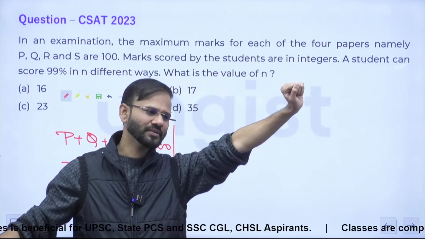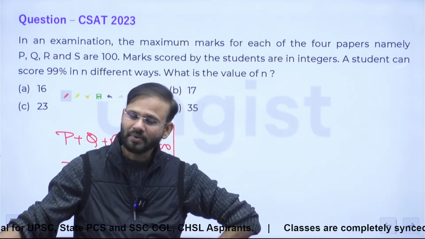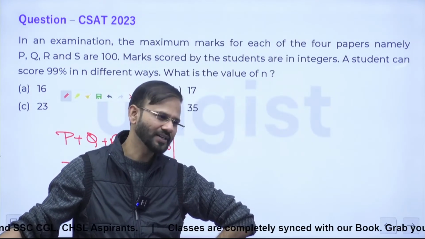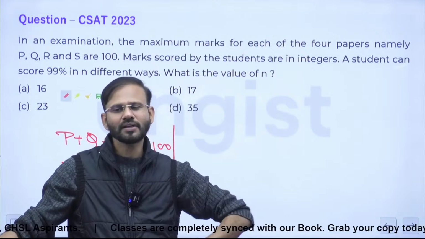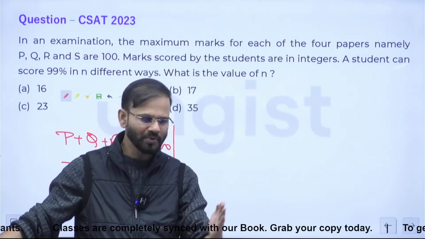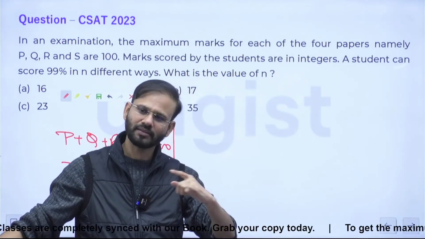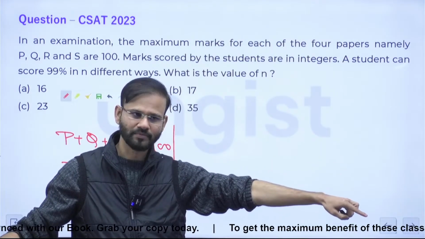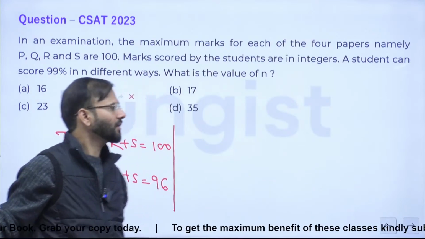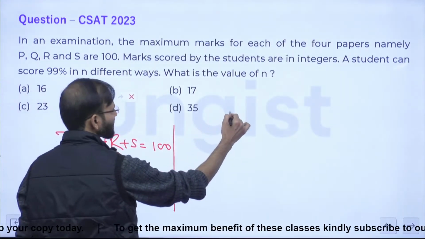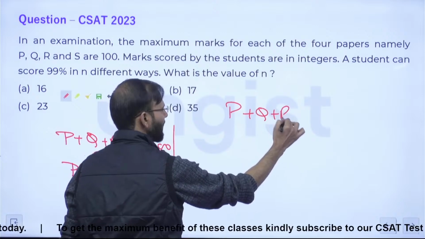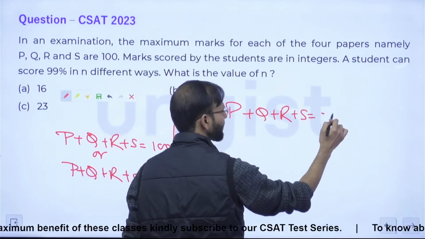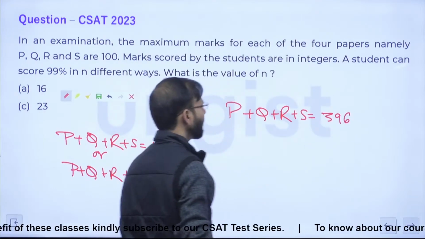What is the maximum marks? 400. 99% of 400 will be what? 396, right? 4 times 99, which is 396. So it means in P plus Q plus R plus S, in all these 4 papers, he is scoring 396 marks. Just think on it, 99% means 396 marks. Everyone, is it clear?